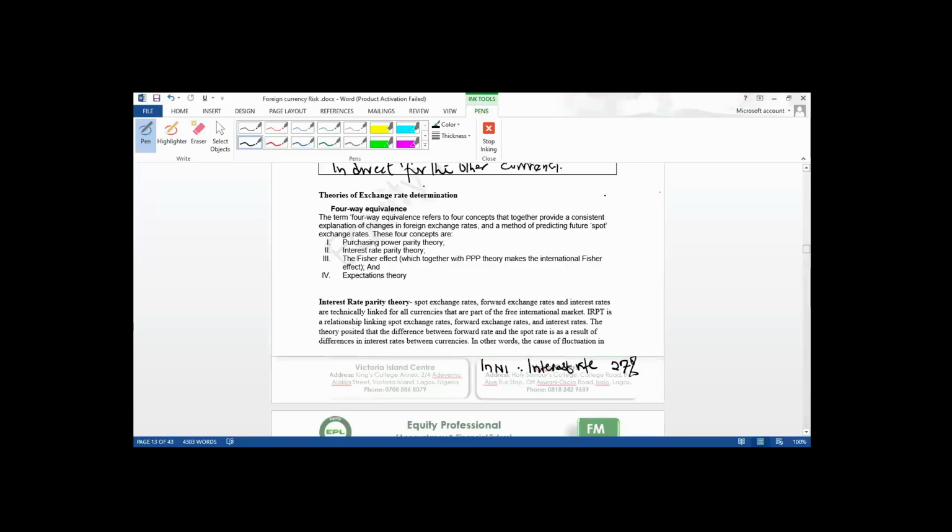What are these theories? 1, interest rate parity theory. 2, purchasing power parity theory. 3, the Fisher's theory. And 4, expectation theory.